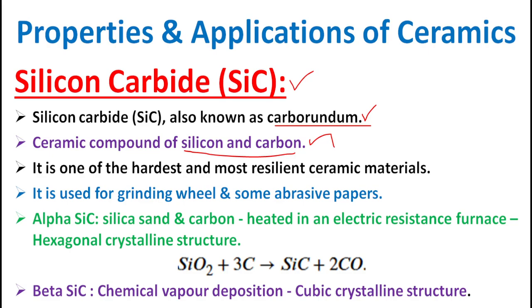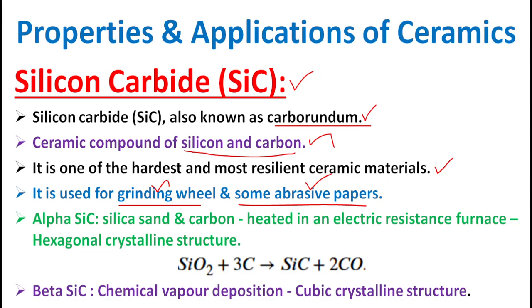It is one of the hardest and most resilient ceramic materials. It is mainly used for grinding wheels and abrasive papers manufacturing. The grinding wheels are used for metal cutting tools and machining purposes, as well as abrasive papers.